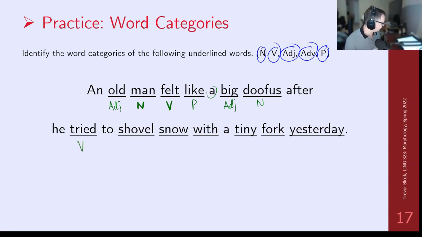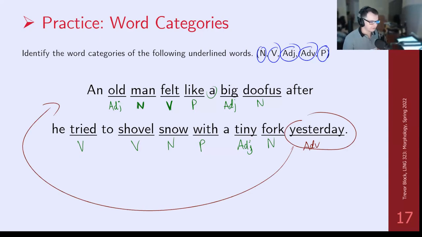Tried is a past tense verb. Shovel is a verb. You shovel snow. With is a preposition. Tiny is an adjective. It describes what the fork is, which is a noun. And yesterday, what is the category of the word yesterday? Adverb. Adverb, yeah. So this might have been the other one that was a little bit more difficult. But the key here is that you can take that word yesterday and you can move it to the front of a sentence and it's still grammatical. So yesterday, an old man felt like a big doofus after he tried to shovel snow with a tiny fork.